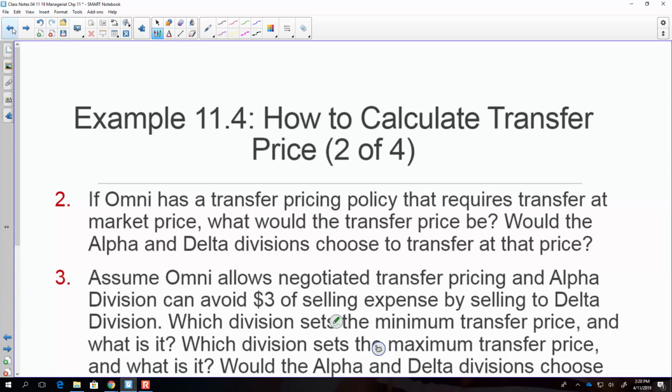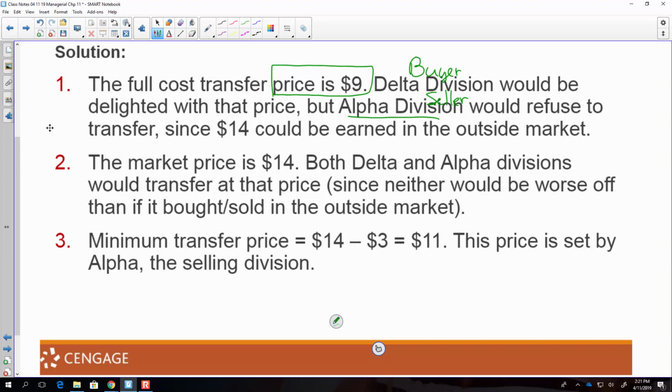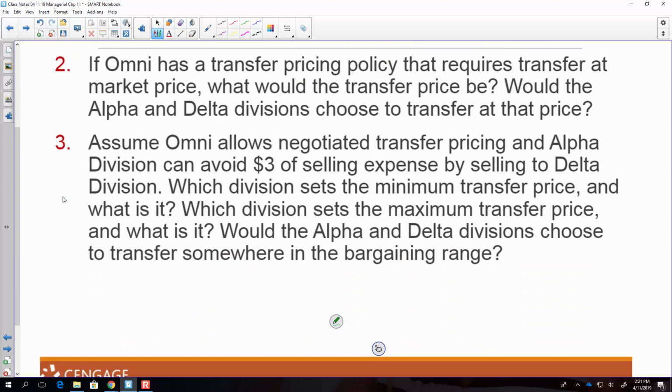In question 2, it says, if Omni has a transfer policy that requires transfer at market price, what would the transfer price be? Well, if it's market price, $14 is set. Delta's used to paying 14. Alpha is used to selling it for 14. Neither would be worse off, right? So we certainly could decide at that point to use 14. And that's the easiest method. It's market price.